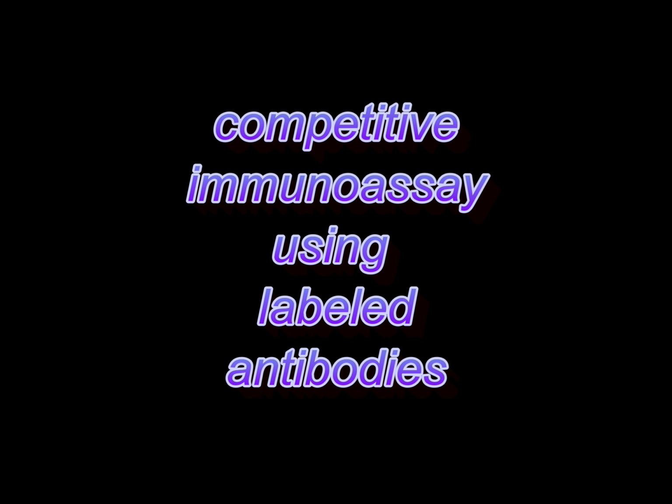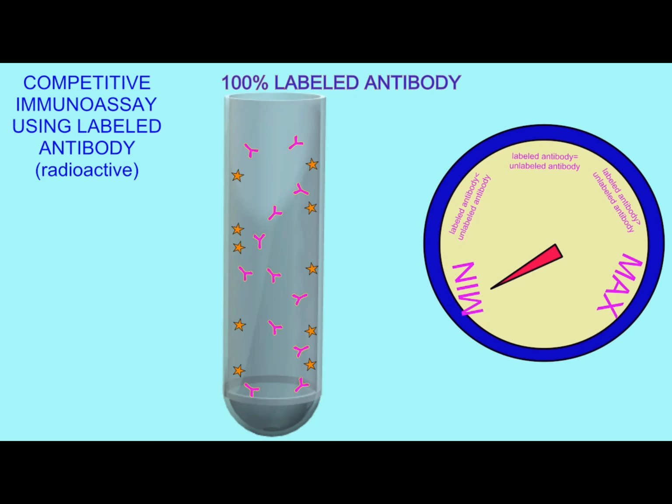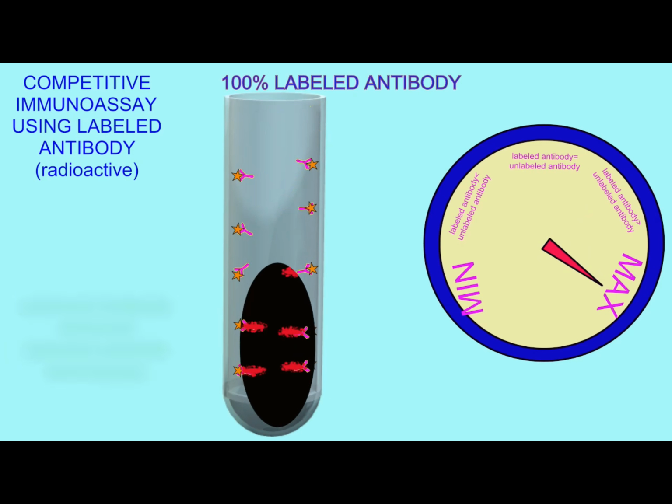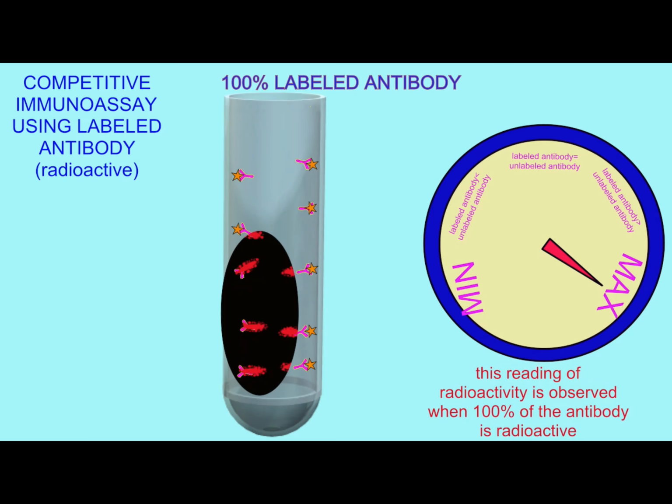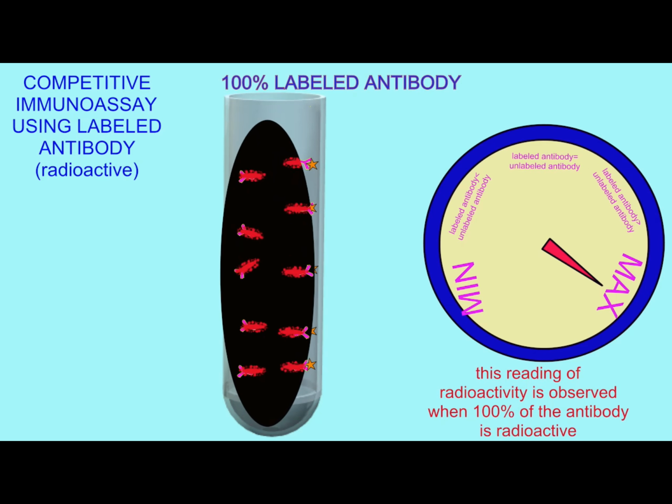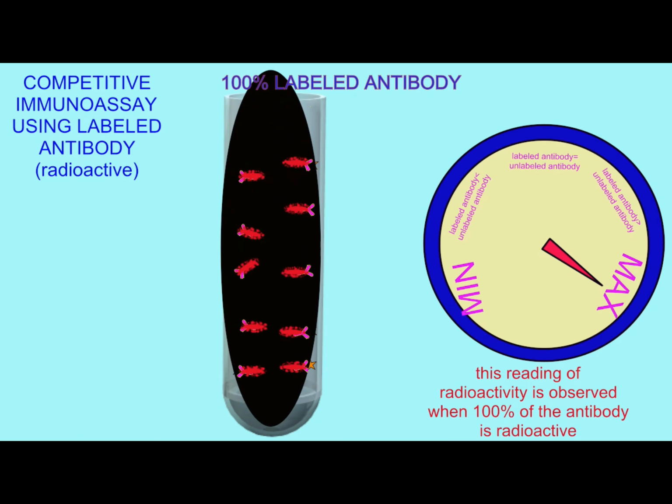In some immunoassays, it is not the antigen which is labeled, but rather the antibody. In this example, antigens are attached to the sides of a tube and they are combined with labeled radioactive antibodies. When these antibodies are the only antibodies present, they will bind maximally, and after unbound antibodies are removed, one would obtain the maximal reading from the radioactive antibodies bound to the antigen.